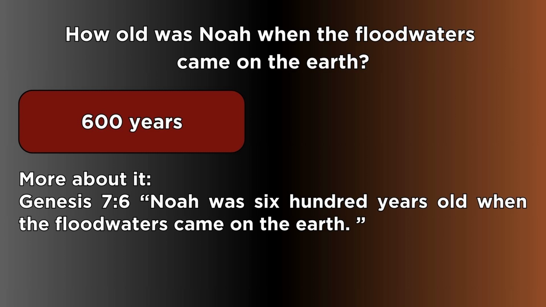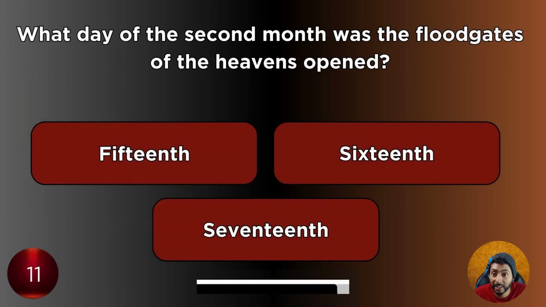600 years. Genesis 7:6. Noah was 600 years old when the floodwaters came on the earth. 11. What day of the second month were the floodgates of the heavens opened? 15th, 16th, or 17th?